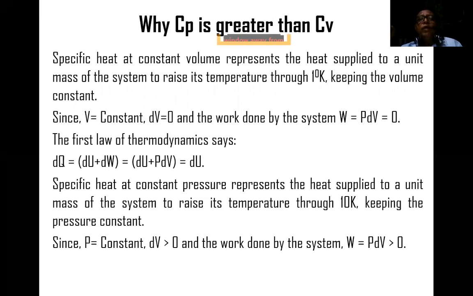Specific heat at constant volume represents the heat supplied to a unit mass of the system to raise its temperature by 1 Kelvin, keeping the volume constant. Since V is constant, dV is equal to 0, and the work done by the system W is equal to PdV, which is equal to 0. The first law of thermodynamics says dq is equal to du plus dw. Here dw is PdV. Put this value there and dq is equal to du.